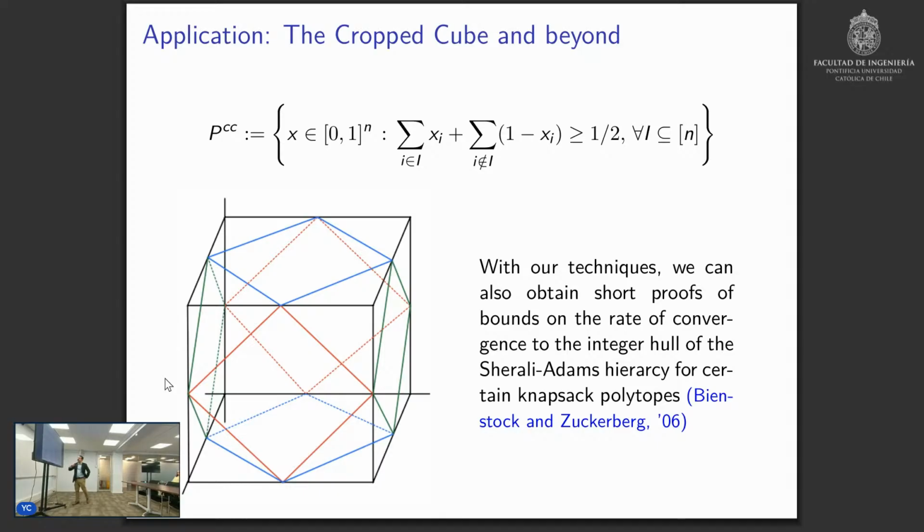There's a typo there. This should be hierarchy. You can bound the rate of convergence using the techniques that we have in the paper for these knapsack polytopes that were extensively studied by Dan Bienstock and Mark Zuckerberg in 2006.